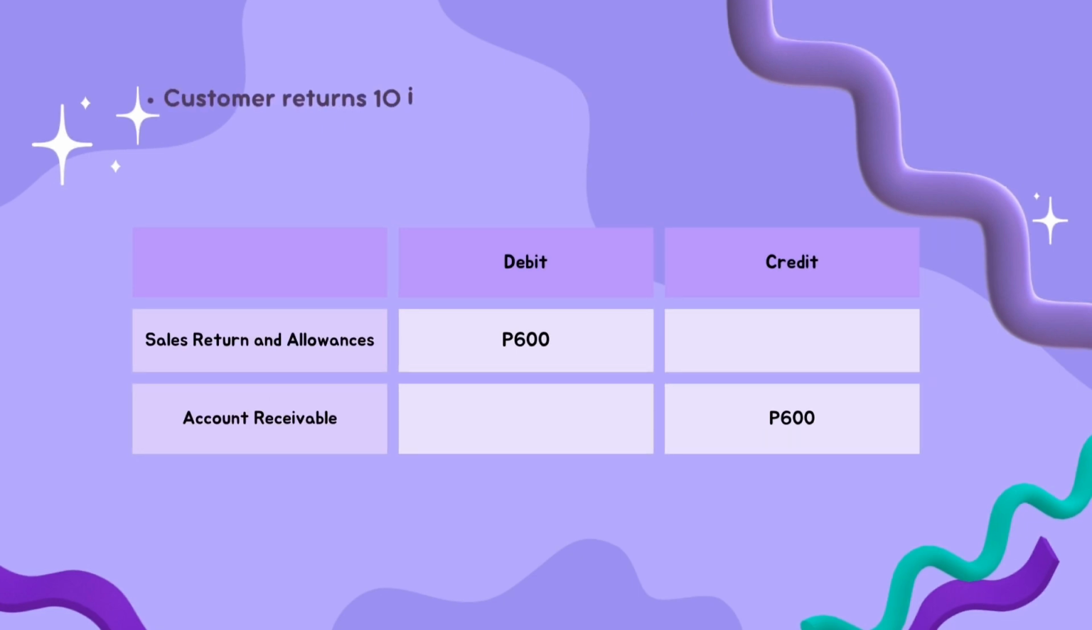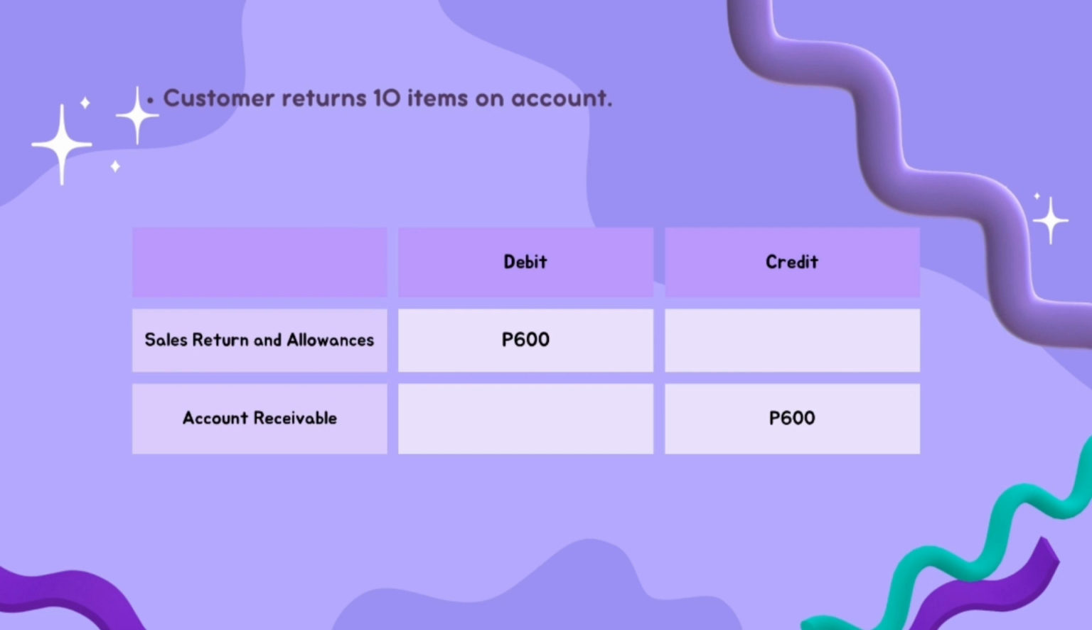Next is customer returns 10 items on account. Nagbalik ng item yung customer on account. So, sales return and allowances is naka-debit at yung accounts receivable is credit. Kaya naging 600 kasi 60 times 10.